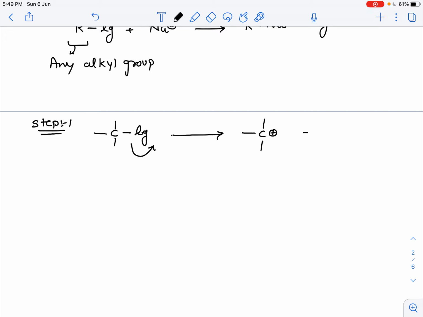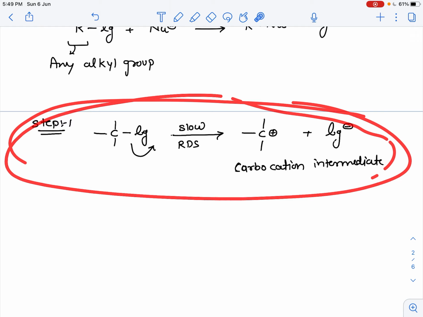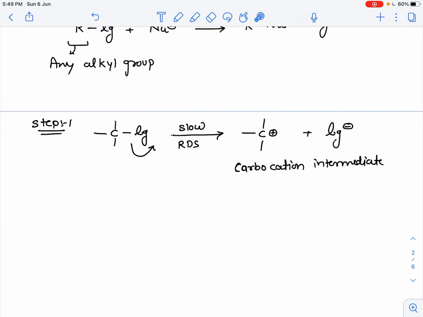The leaving group will be leaving as Lg minus, the leaving group minus, and an intermediate carbocation will be formed. This carbocation intermediate is the important thing in this. And the formation of this carbocation intermediate is the slow step. Slow step means rate determining step, RDS. So this step alone determines everything about this SN1 mechanism. This is the important point. Due to this RDS, the carbocation is an intermediate.